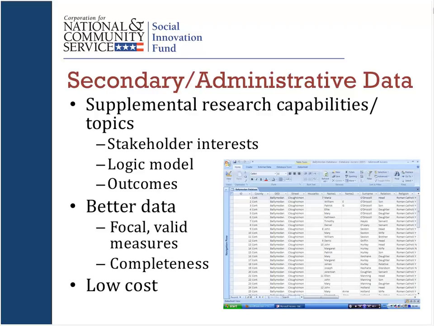You may be able to test out additional portions of your logic model, particularly those on the right-hand aspects, such as outcomes and impacts, perhaps. Secondary or administrative data may provide better measures. They may be more focal for stakeholders, so high school completion, high school suspension rates, job retention, job acquisition, health clinic visits, and those measures may be more valid. So, for example, student reports of grades and suspensions may be less reliable and valid than the school records of grades and suspensions.